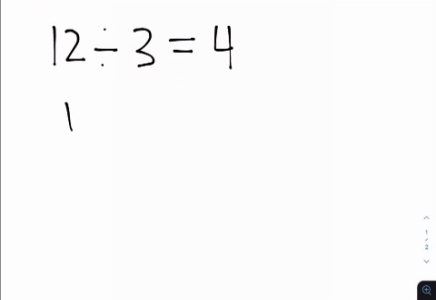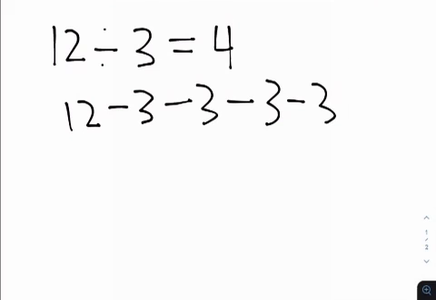So 12 divided by 3 equals, well, what would this equal to? Well, you could pause the video and try it on your own. Great, so this equals 4, because you could just do 12 minus 3 minus 3 minus 3, and then minus 3 one more until you get 0, and you have to subtract 3 4 times, which means that 12 divided by 3 is 4.